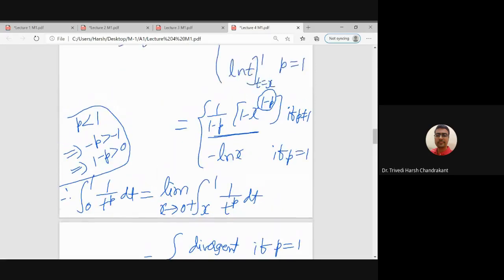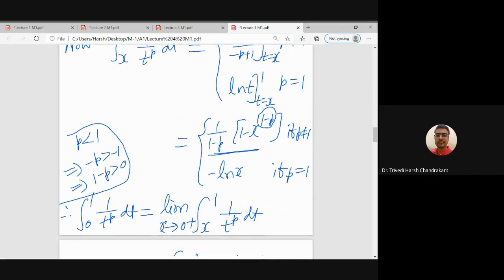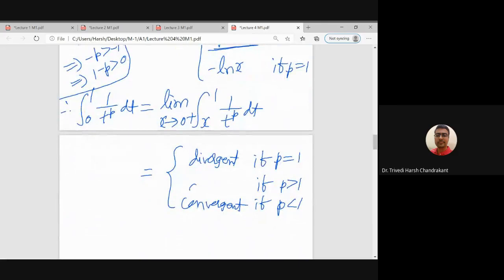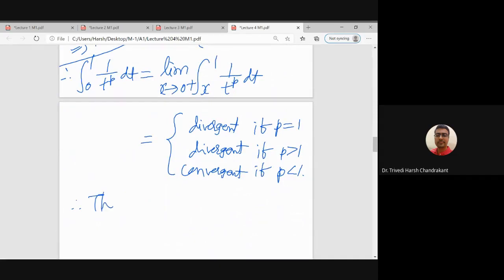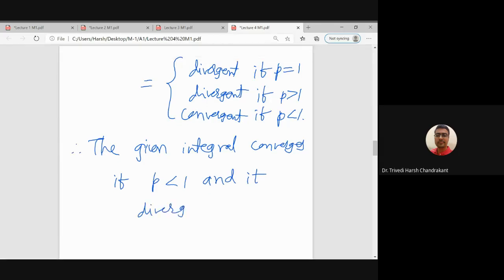Similarly, if p is greater than 1, then the power of x will be negative. If we take x tends to 0, x to a negative power diverges to infinity. So in this case, it is divergent. Therefore, the given integral converges if p is less than 1 and it diverges if p is greater than or equal to 1.